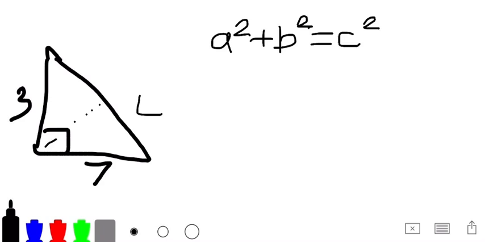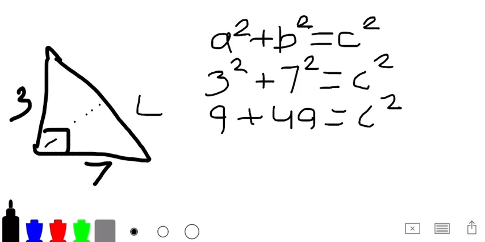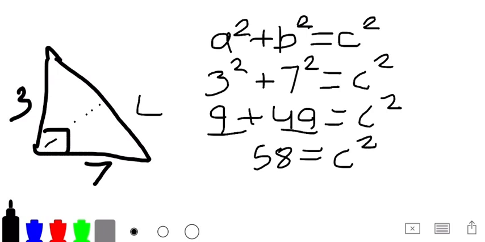So a could be either 3 or 7, it doesn't matter, and we'll just put 7 in place of b, and that's our formula. So what we can do is 3 to the power of 2, which is 9, and we can add 7 to the power of 2, which will be 49, which will still equal c squared. And so 9 plus 49 will equal 58, and 58 equals c squared.